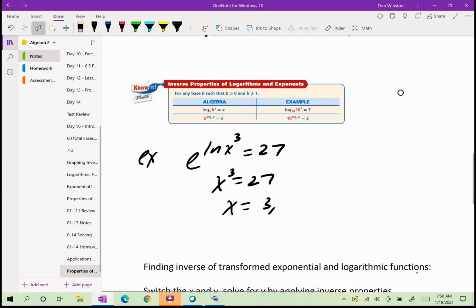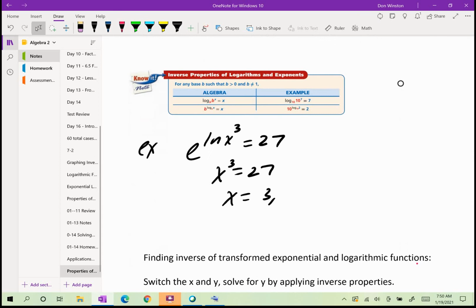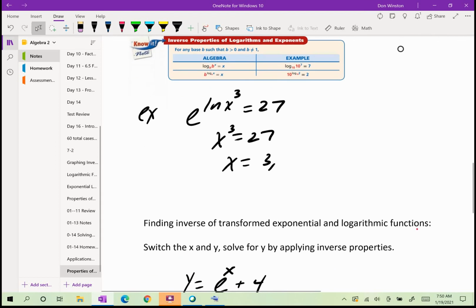And then again, the inverse property. So e to the natural log of x cubed equals 27. Well, that's just x cubed. It's equal to 27. And then x is equal to 3. So the inverse property.